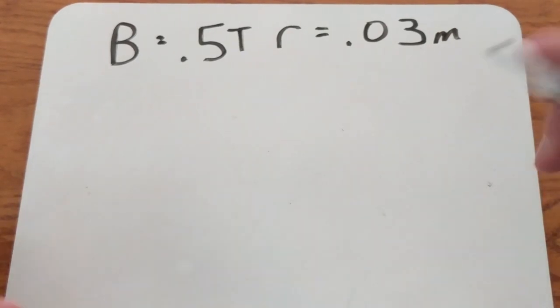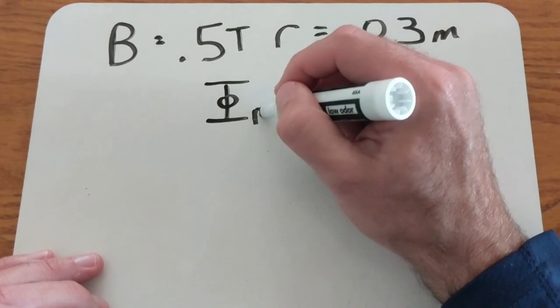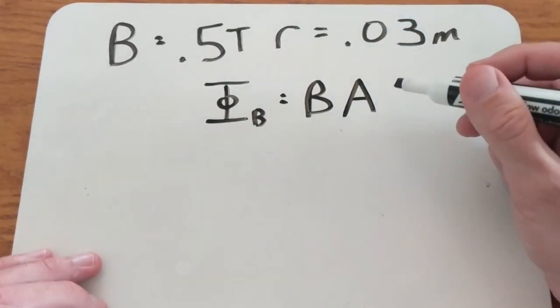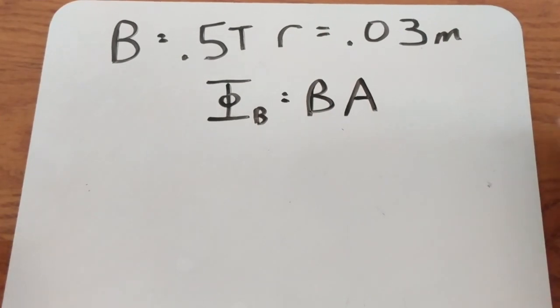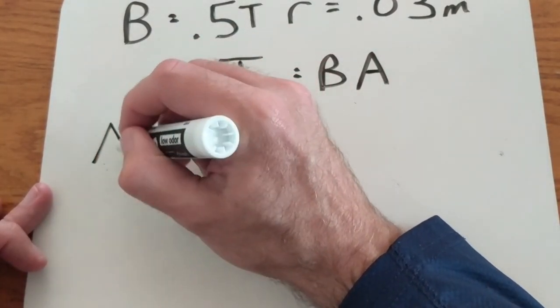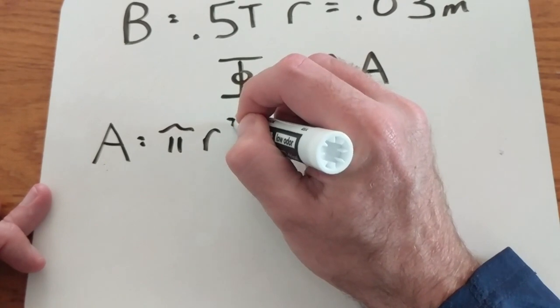So now we know that magnetic flux is equal to B times A. But what they did not give us was A. So we have to calculate the area of this wire. It says a circular wire, so that means we use the equation for the area of a circle, which is pi r squared.